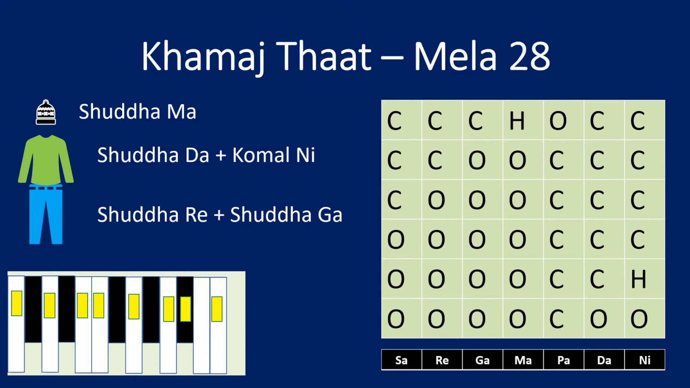This scale also corresponds to the Western Mixolydian scale. This Mixolydian scale is an ancient Greek scale. In the South Indian Carnatic system, this is represented by Melakarta number 28, also known as Harikambodi. When you're playing Khamaj on a bansuri, the Ma and the Ni are produced by half closing the relevant hole. Now let's see what Khamaj sounds like.